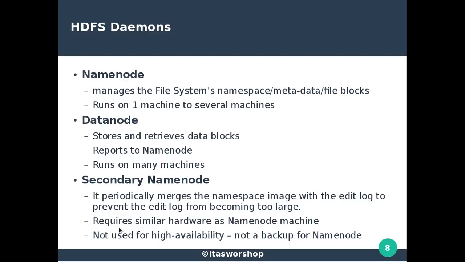It requires similar hardware as the name node machine. Your secondary name node requires similar hardware to what we are using for the name node, and it is not used for high availability, not a backup for the name node. This is a general misconception, and in interviews you can find this question: is it correct that the secondary name node provides high availability or backup for the name node? From the name it looks like a backup, but it is not a backup, it is just helping the name node.